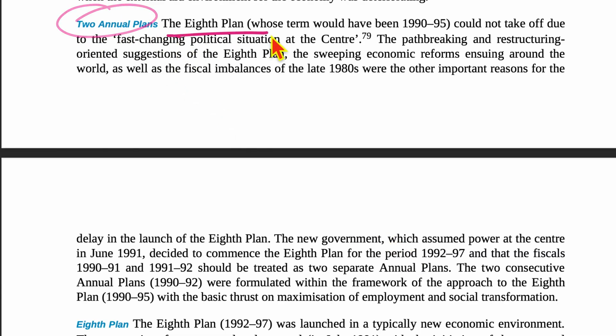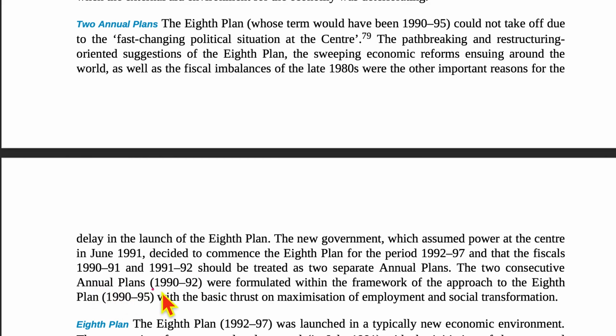Now, two annual plans. The eighth plan, whose term would have been 1990 to 95, could not take off due to the fast changing political situation at the center. The path breaking and restructuring oriented suggestion of the eighth plan, the sweeping economic reforms ensuing around the world, as well as the fiscal imbalances of the late 1980s, were the other important reasons for the delay in the launch of the eighth plan. The new government, which assumed power at the center in June 1991, decided to commence the eighth plan for the period 1992 to 97, and the fiscals 1990 to 91 and 91-92 should be treated as two separate annual plans.